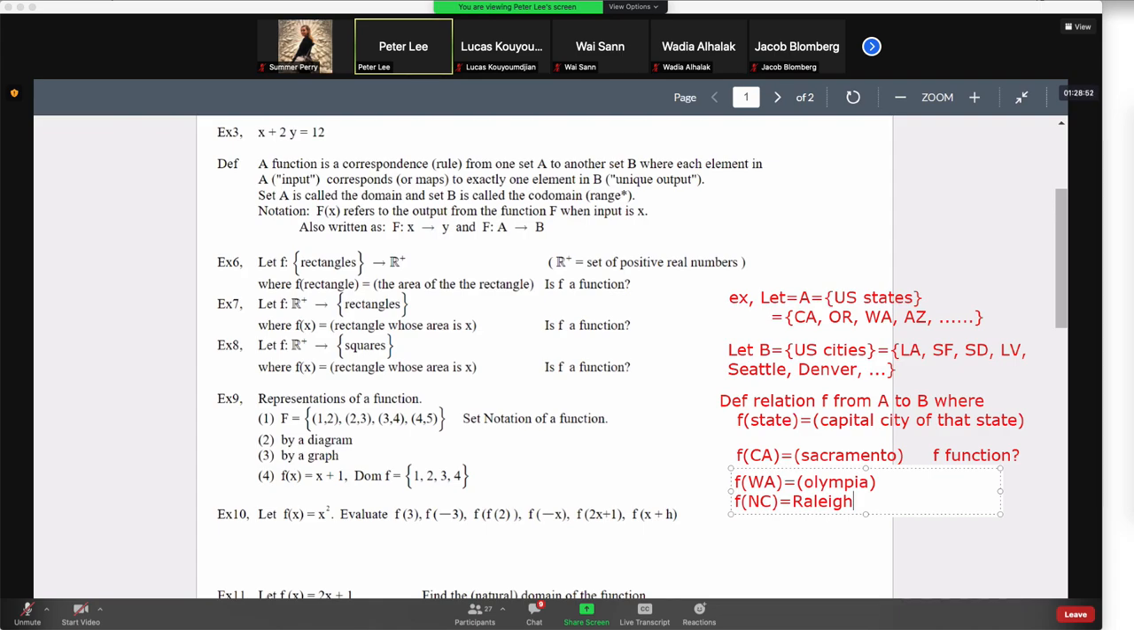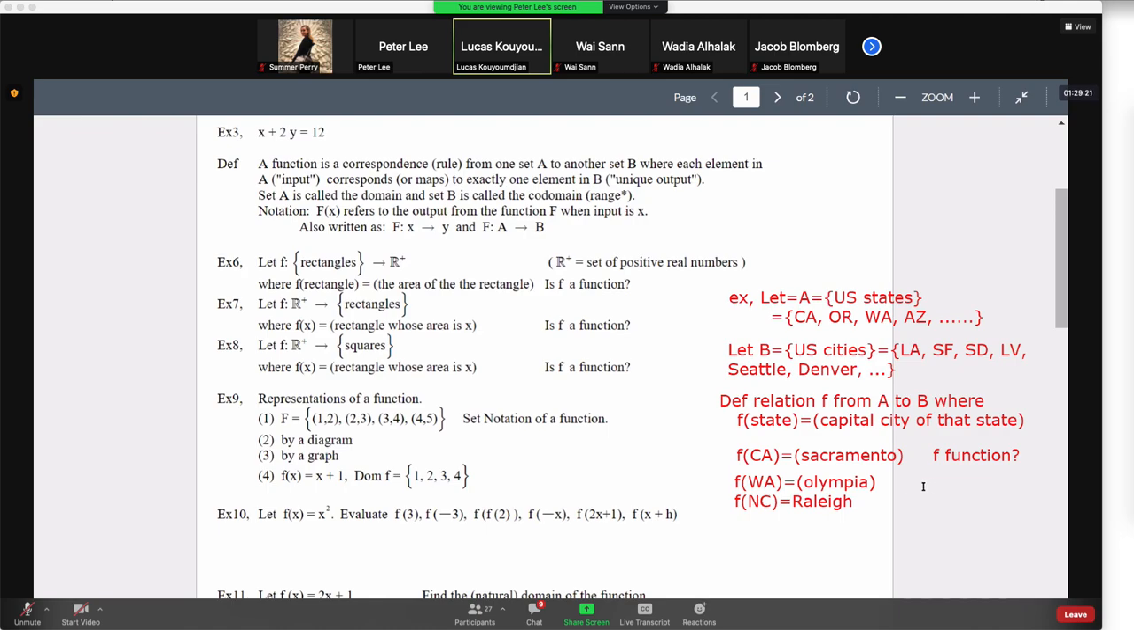So now the question is this rule, this correspondence, this relation from state to city. Is this a function or not a function? My question is, is it possible to have two outputs? Or should there be only one output?